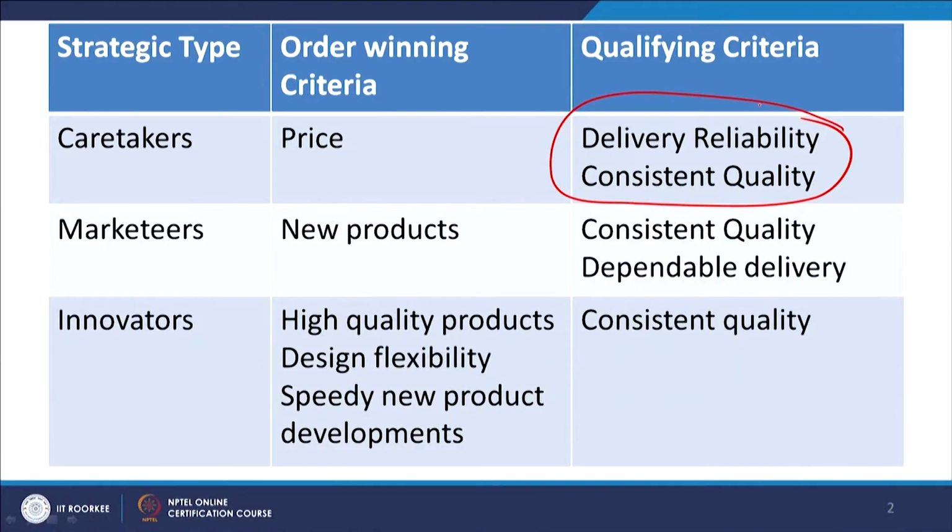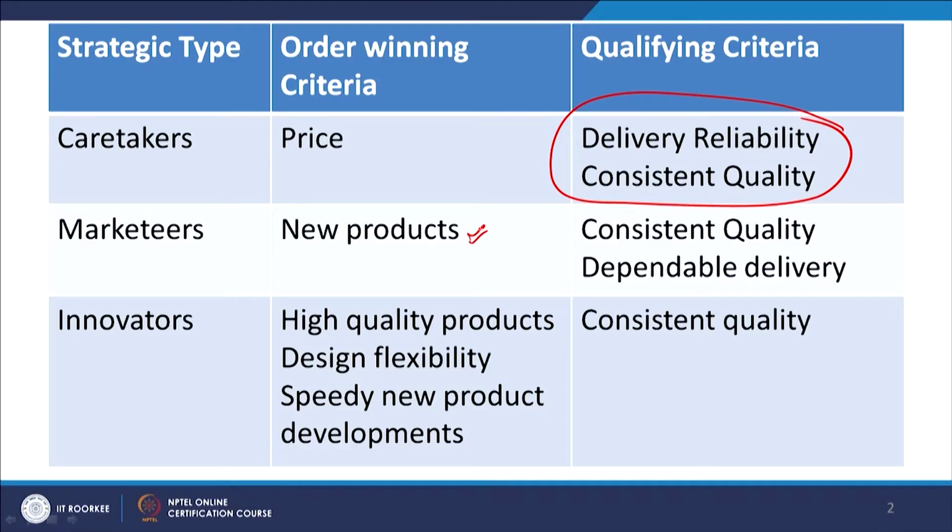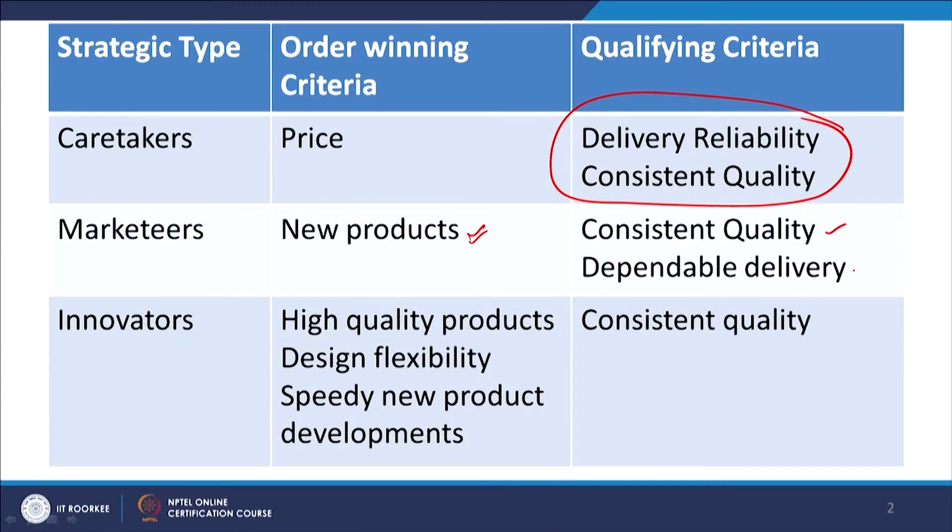The second type of organizations, according to them, is the marketeers. Marketeers are those organizations which are more oriented towards the market, and as per the market requirements, these organizations are bringing new products on a regular basis, because the market requirements are changing, and therefore, to fulfill the market requirement, organizations are bringing new products. But even in the new products, they expect consistent quality and dependable deliveries.